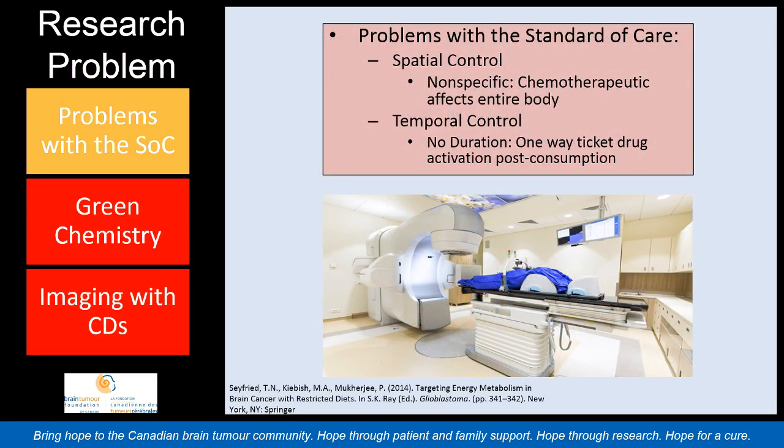All right, so the problem. What do we hope to solve? First and foremost, once you inject, for example, a chemotherapeutic like temozolomide, it affects the entire body, so there's no spatial control. Secondly, once you ingest the chemotherapeutic, you cannot control when to activate it or not inside the body. In essence, it is a one-way ticket drug activation post-consumption.